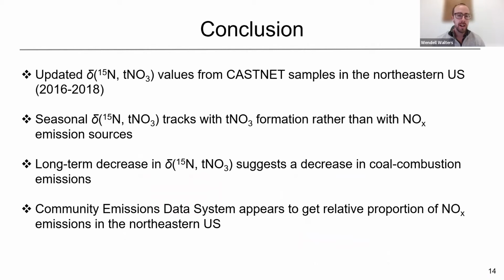So in conclusion, in this work, we've updated the delta 15N values of nitrate from CASTNet samples collected in the northeastern US. Overall, we find that the seasonal delta 15N signatures really seem to be tracking with nitrate formation rather than with NOx emission sources. We observe a long-term decrease in delta 15N, which likely reflects a decrease in coal combustion related NOx emission. And then using the Community Emissions Data System, it appears that it's getting the relative proportion of NOx emissions correct in the northeastern US. Thank you.